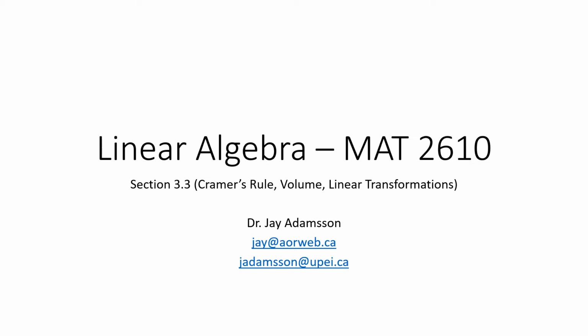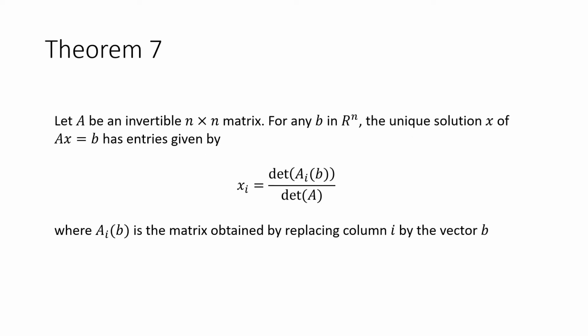Okay, now we're going to look at the last section of chapter 3 from the book, which is using determinants in a few different ways. So, first thing is called Cramer's rule, and this is theorem 7 in the book. It has to do with solving systems of linear equations.